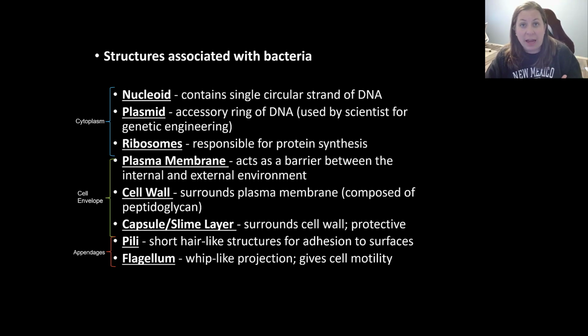We're going to look at a diagram in a minute that shows all these structures. The last one is the flagellum. The flagellum is a whip-like projection off the cell, and it acts as a tail. It moves back and forth, allowing the organism to swim or move in a particular direction. It acts as kind of like a tail or a rudder, going back and forth, allowing it to move. So let's take a look at these on an actual diagram.